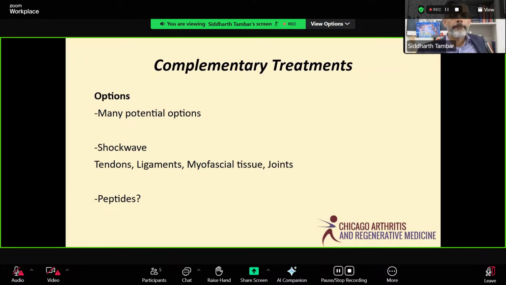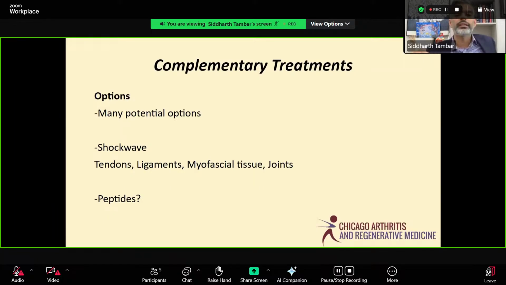Okay, good. Complementary treatments. What else can you use that can be helpful in Regen Med? Look, there's a lot of different options. I think anything that is low risk, complementary, not damaging tissue is worthwhile. Chiropractic can be helpful. Just make sure you're working with someone who's experienced. If you have significant instability, be careful with chiropractic. You don't want to do things that exacerbate instability. Massage can be helpful. Dry needling can be helpful. Acupuncture can be helpful. Red light therapy can be helpful.